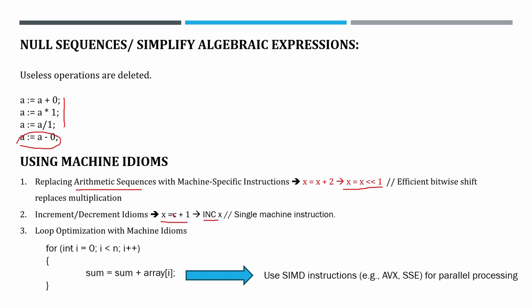Loop optimization idioms: here, this is the loop, and we can rewrite this with a SIMD instruction set like AVX or SSE, which is used for parallel processing. For this kind of array or parallel processing, we can make use of it. So this is the use of machine idioms. These are the optimization techniques we have discussed. In this video, we have discussed the principal sources of optimization and one most important optimization technique, that is the peephole optimization technique.